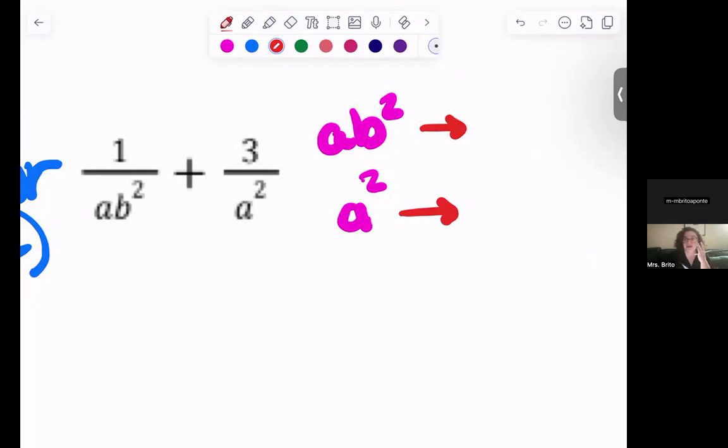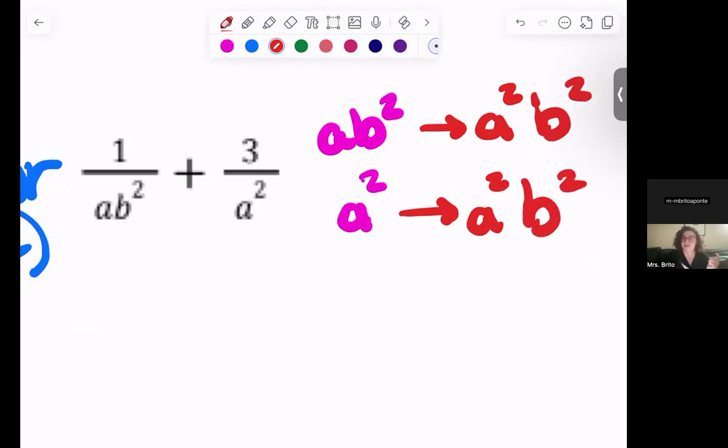In doing that, I want to look for each variable with the highest number of exponents to figure out the LCM. So I have A and I have A squared in each of those terms. So A squared is going to be part of my denominator. And then that first term also has B squared. So that second term also needs to have a B squared. The LCD, the least common denominator, for these two terms is A squared, B squared.